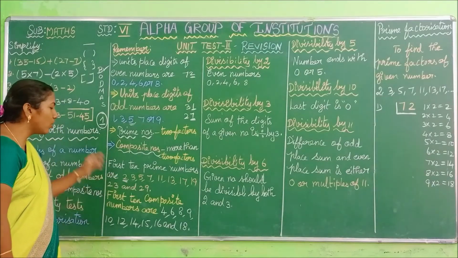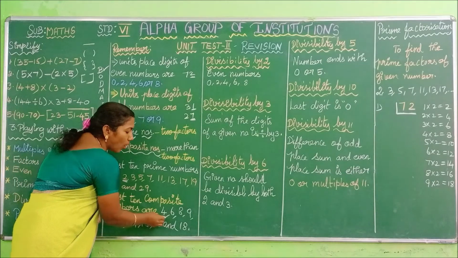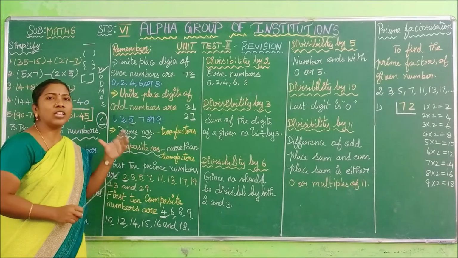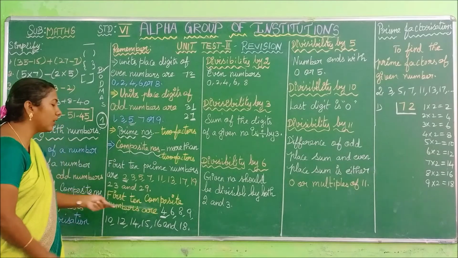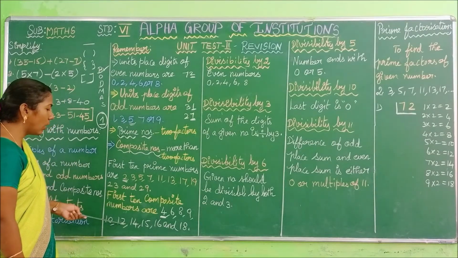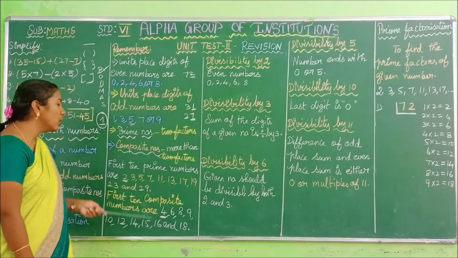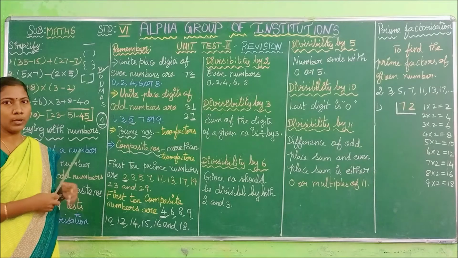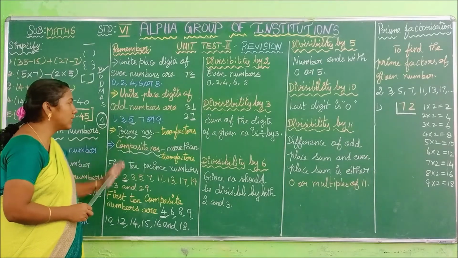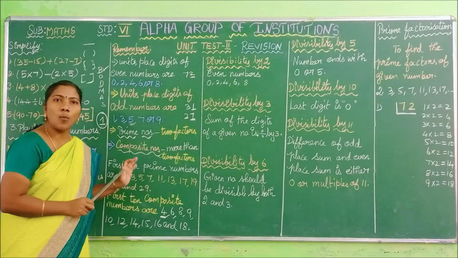Okay, which is the smallest composite number? See here, 4 is the smallest composite number. And what are the first 10 composite numbers? See here, 4, 6, 8, 9, 10, 12, 14, 15, 16 and 18. These are the first 10 composite numbers. Okay, I hope you have understood the concept of even numbers, odd numbers, prime numbers and composite numbers.